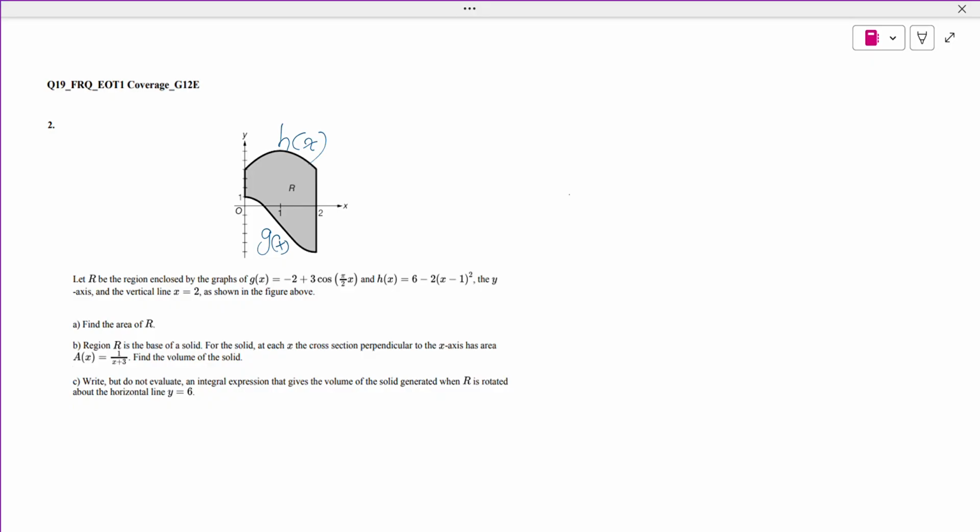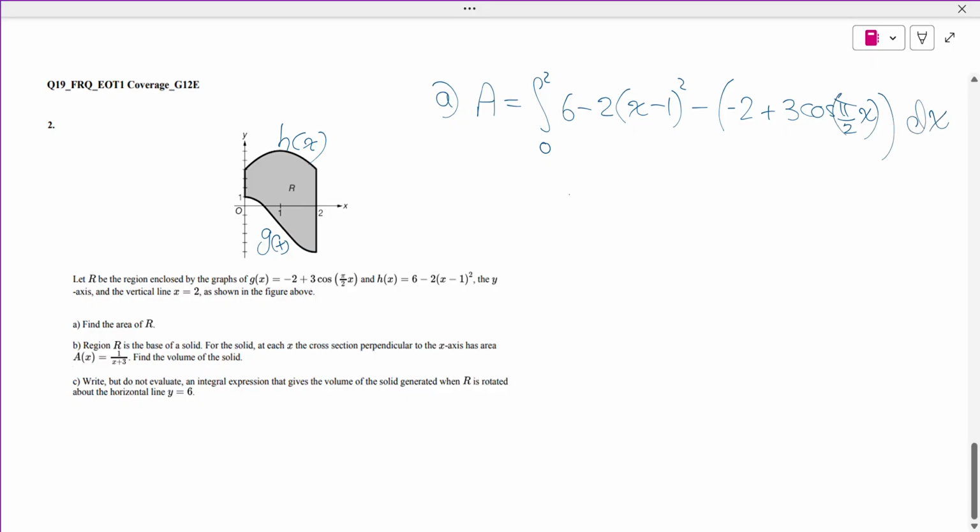So for part A, we need to find the area, which is given by the definite integral from 0 to 2 of the upper function, which is h of x. It's 6 minus 2 bracket x minus 1 whole squared, minus, open another bracket for the lower one, which is g of x. So it's minus 2 plus 3 cos of pi over 2x. Close the bracket, dx.